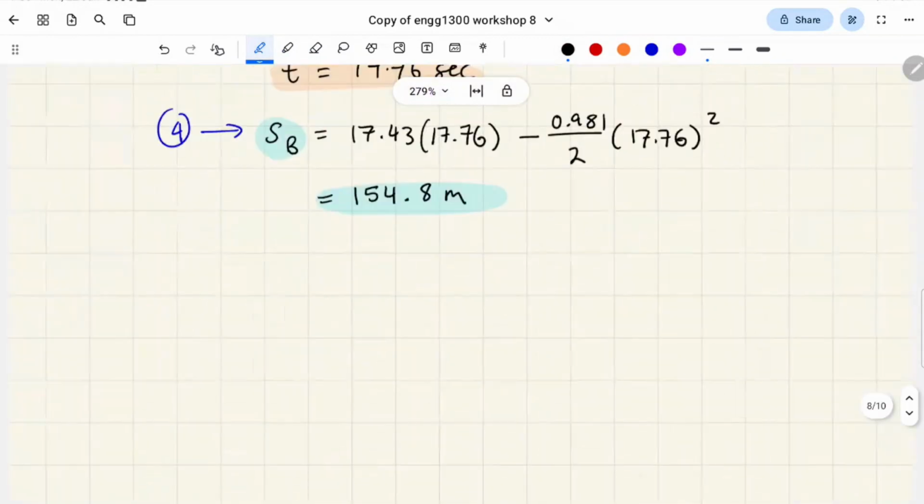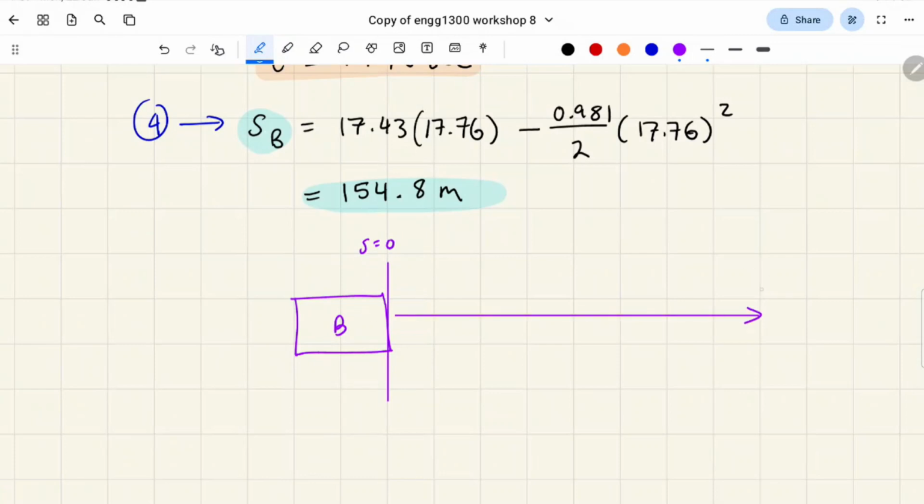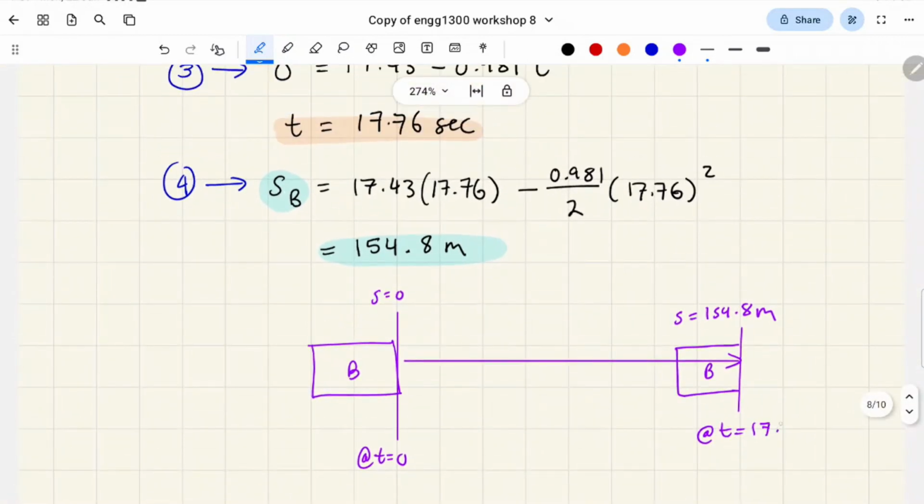And keep in mind, as block B, so that's S to 0, it's moved all this way. Now S is that before it stops moving, pretty much, right? And we set that as time equals 0. Time is, what was it? 17.76. Right.